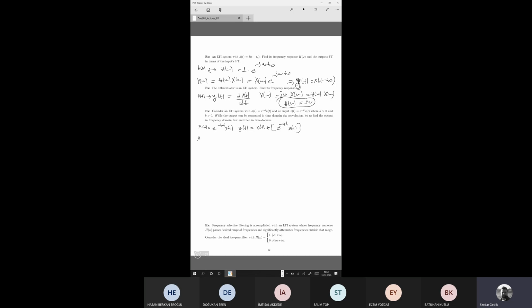Well, I know x of omega by heart, it is 1 over b plus j omega, and h of omega is simply 1 over a plus j omega, and y of omega is simply the multiplication of h of omega and x of omega. It is equal to 1 over a plus j omega times b plus j omega. So this is the Fourier transform of my y of t. So that's simple. In order to find y of t, I will use partial fraction expansion.